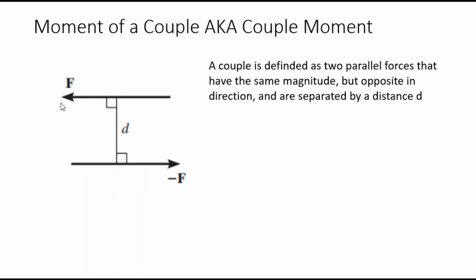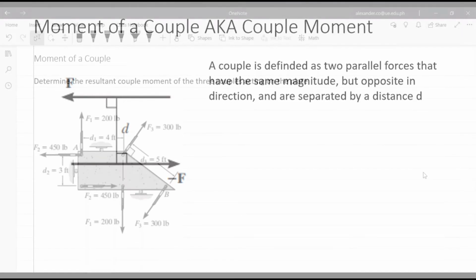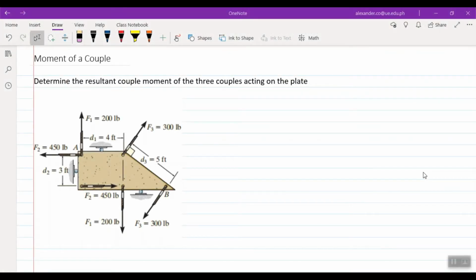So if you look at this, these two forces will rotate. Because they do not oppose each other, they have the same magnitude but different direction and are parallel, so it will just rotate. That is called the moment of a couple. Okay, so that's it. Let's go straight to the sample problem. So, our first sample problem on moment of a couple. Let me read the problem first.